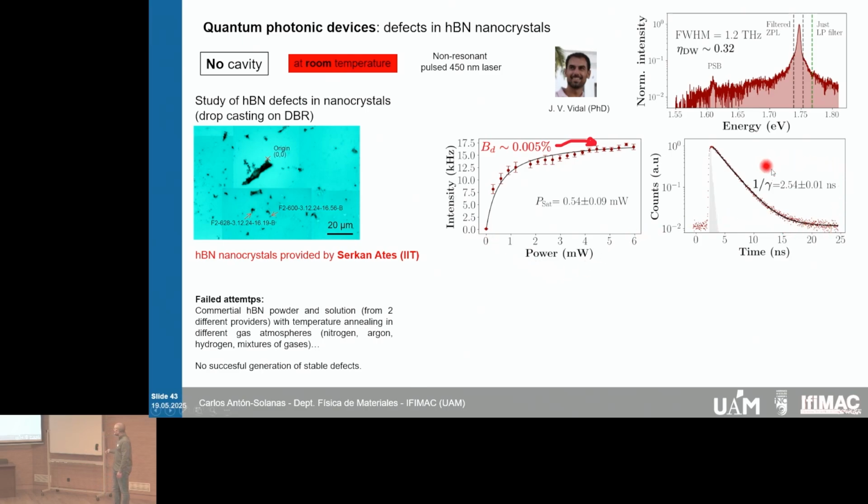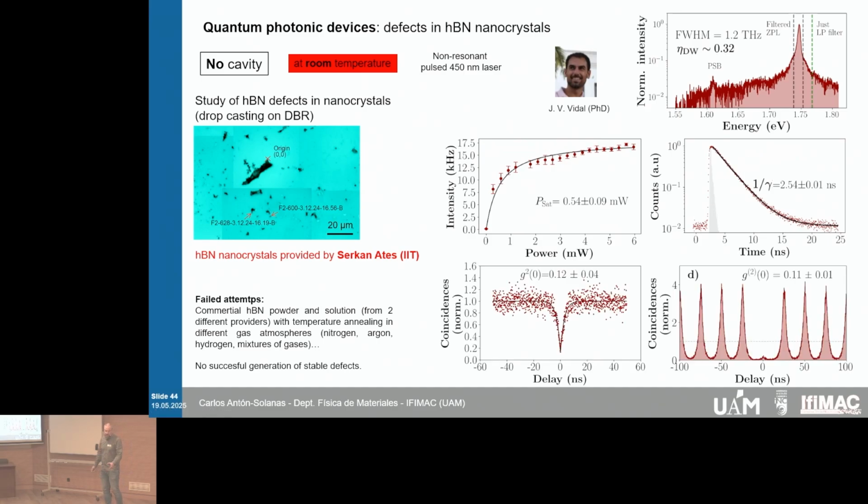We have also characterized the lifetime of this type of defects. And then finally, we have also double-checked that it is indeed single photon emission by measuring the second-order correlation function with continuous wave and also with pulsed excitation.